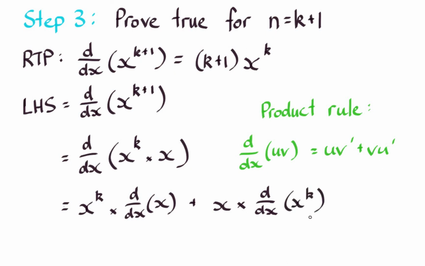Let's think about what we've seen previously. In step 1, we already stated that the derivative of x is just 1. So we have x to the k times 1. And then we can use step 2, which says that the derivative of x to the k is k times x to the k minus 1. So we've got this x here, and we can replace the derivative with k times x to the power of k minus 1. This is where we're using our step 2.